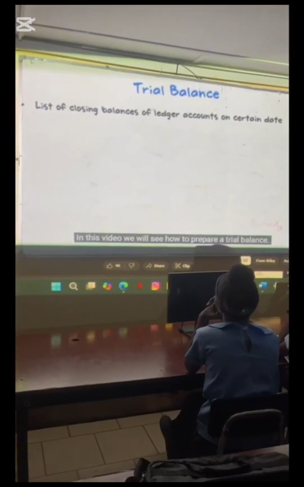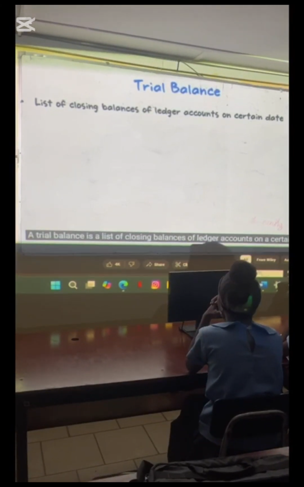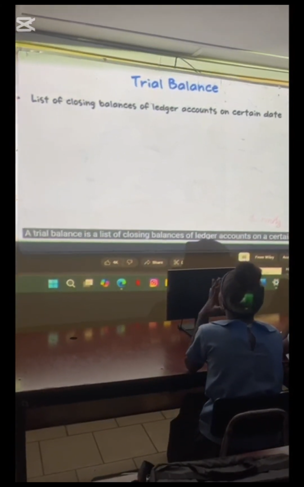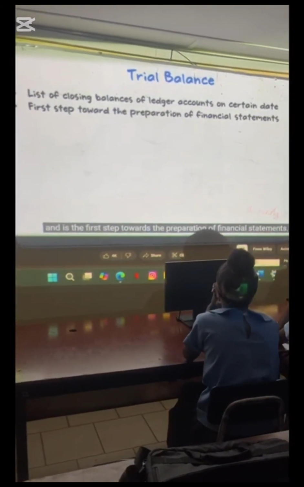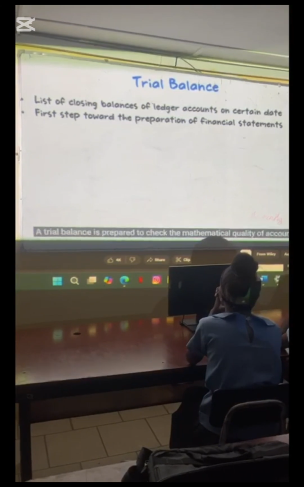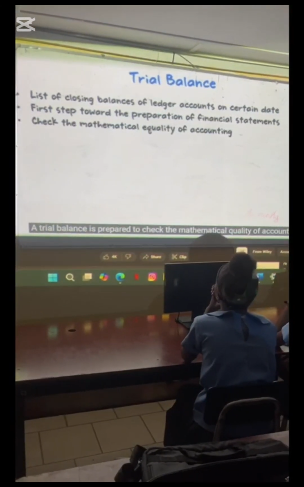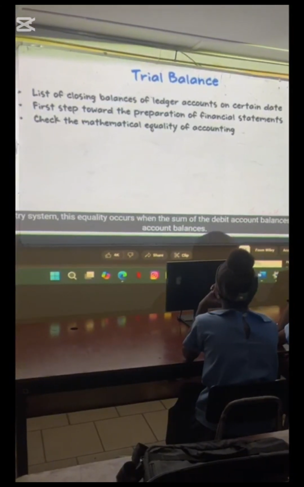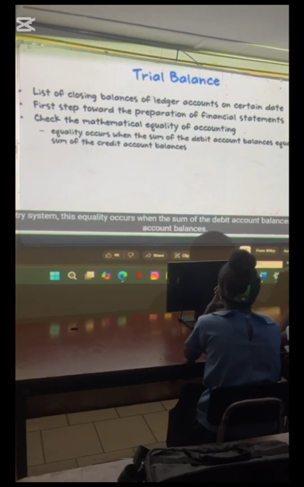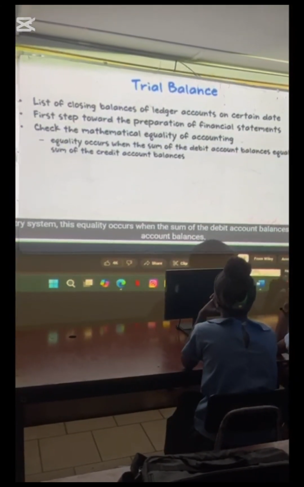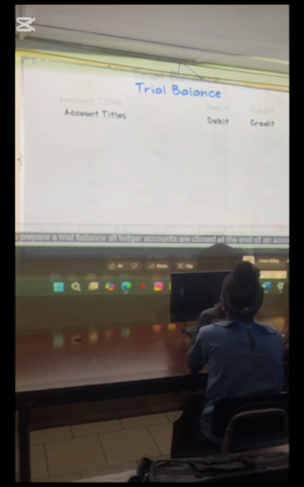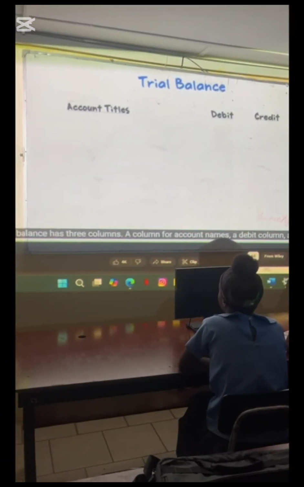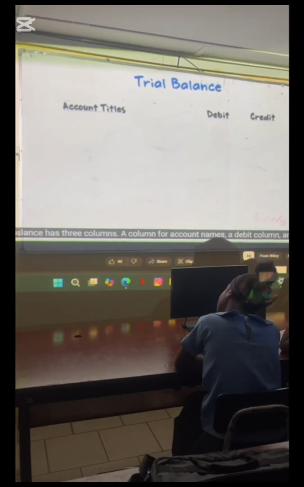In this video, we will see how to prepare a trial balance. A trial balance is a list of closing balances of ledger accounts for a certain date and is the first step toward the preparation of financial statements. A trial balance is prepared to check the mathematical equality of accounting. Under the double entry system, this equality occurs when the sum of the debit account balances equals the sum of the credit account balances. To prepare a trial balance, all the ledger accounts are closed at the end of an accounting period, with a column for account names, a debit column, and a credit column.